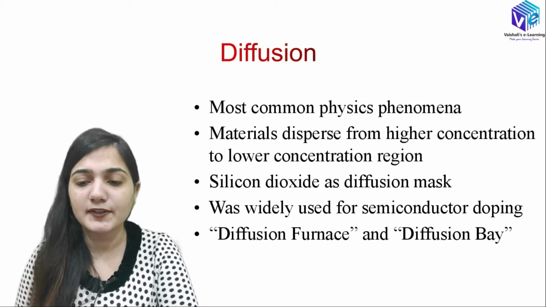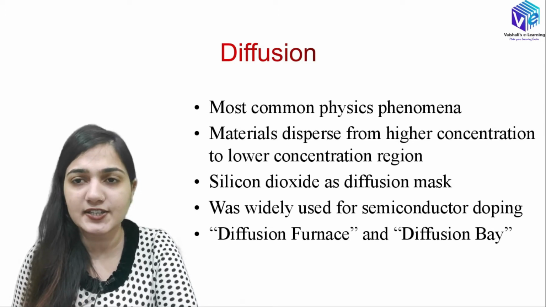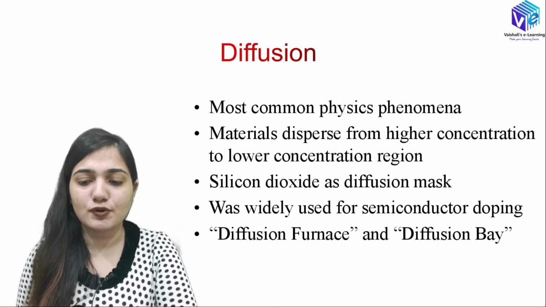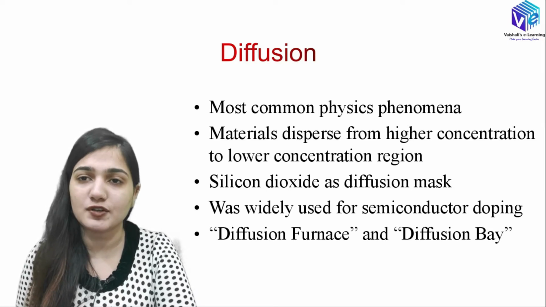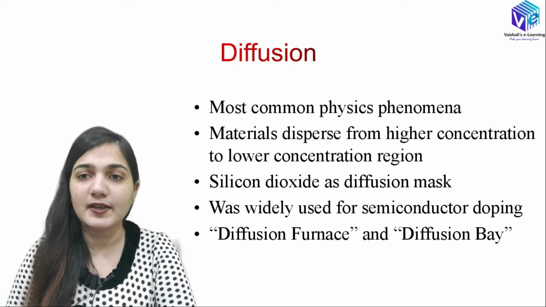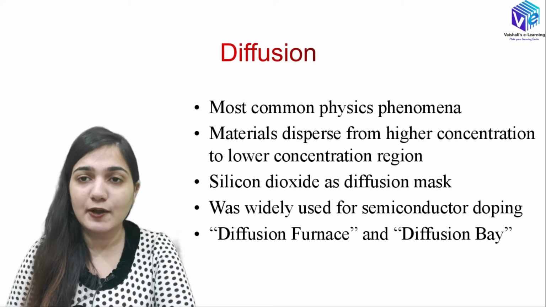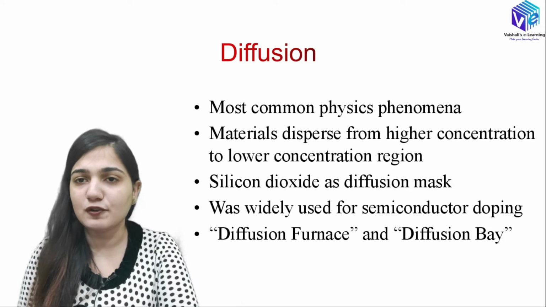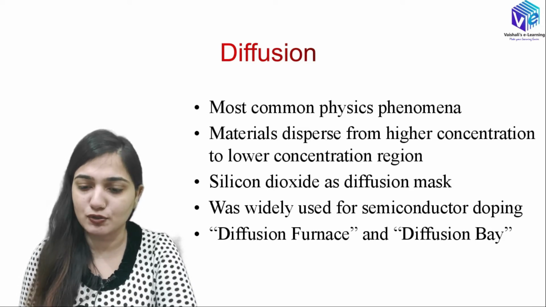I hope you now remember that diffusion is the most common physical phenomenon, occurring from the region of higher concentration to the lower concentration. I am not repeating it now. Silicon dioxide is what I am using as the diffusion mask. I hope you remember the photolithography process and how we made the mask in it. So now I have silicon dioxide and some masked region after the photolithography process. If you have any doubt in the photolithography process, you can watch those videos also.